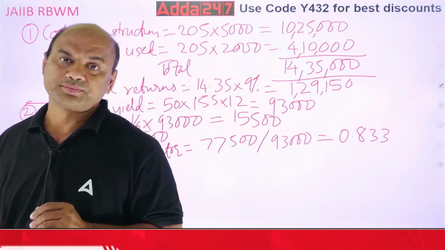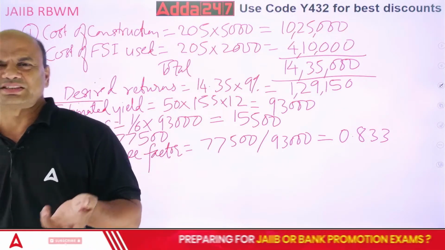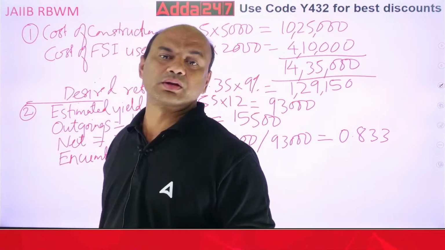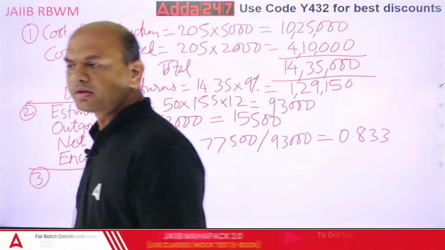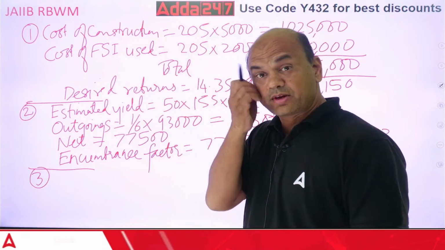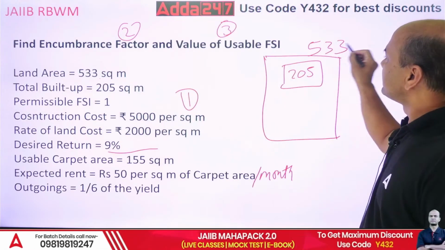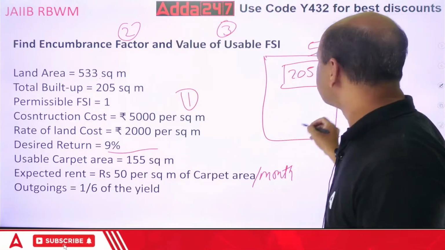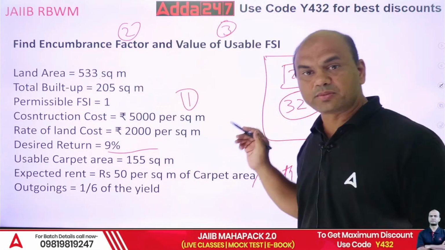Next is the value of the usable FSI. You'll say it's very simple, just subtract. It's not that simple. You have to use the encumbrance factor over here. Now we'll focus on the third part, value of the usable FSI. For this, first find out what is the usable FSI. 533 was the total plot area. 205 is gone. So 328 is remaining. This much I can build.